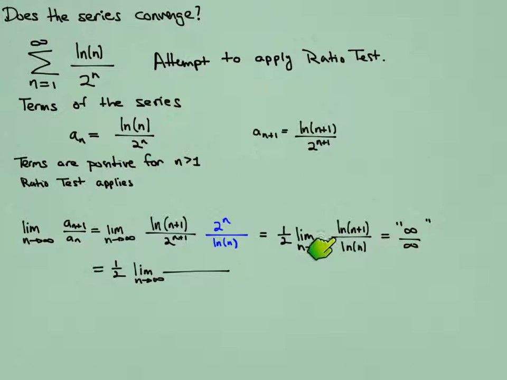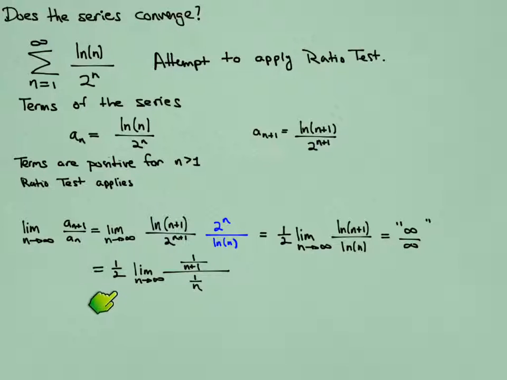L'Hopital's rule says differentiate the numerator, so I'm going to take the derivative of log of n plus 1, and that's 1 over n plus 1. And then I'm going to take the derivative of the log of n, that's 1 over n, and I get this new limit, and if this one exists, it tells me the limit that I was trying to calculate.